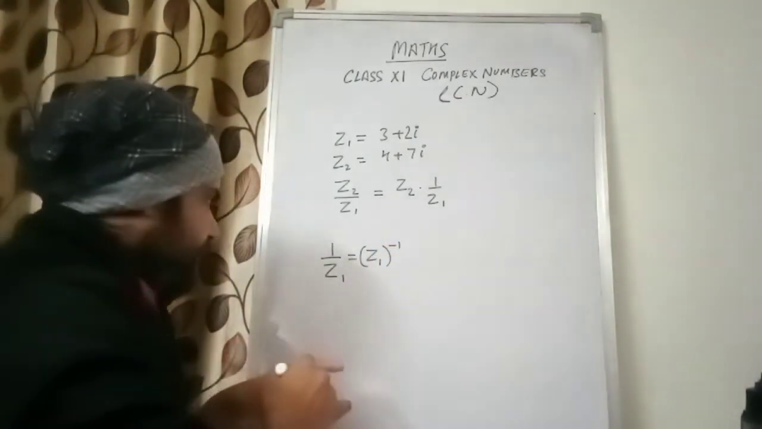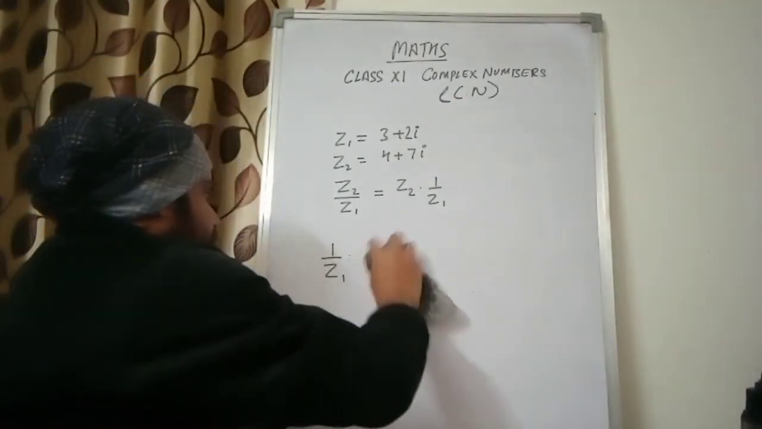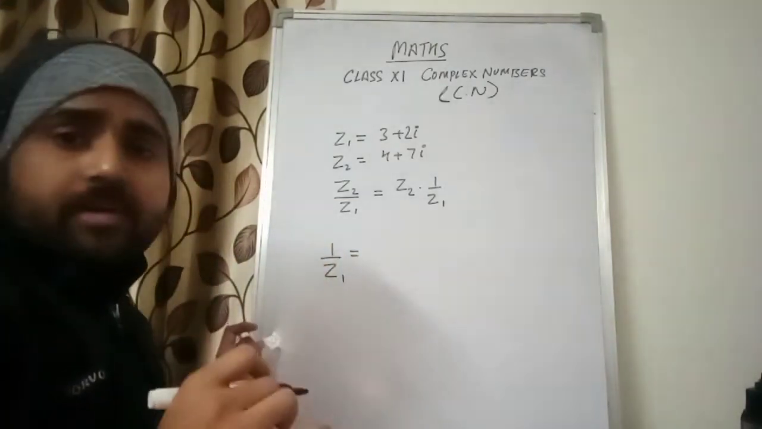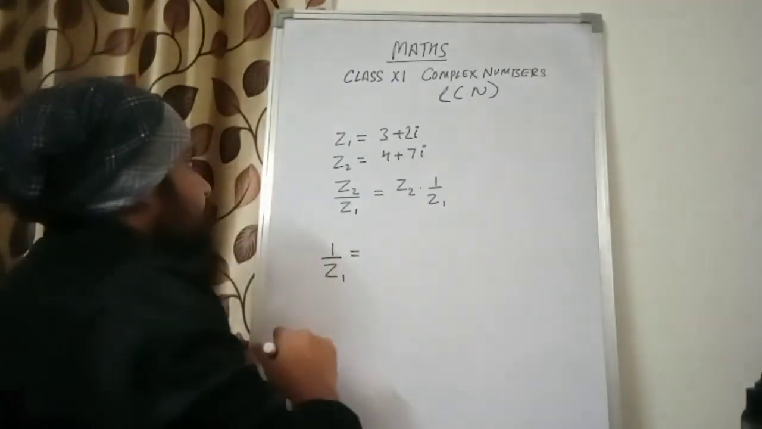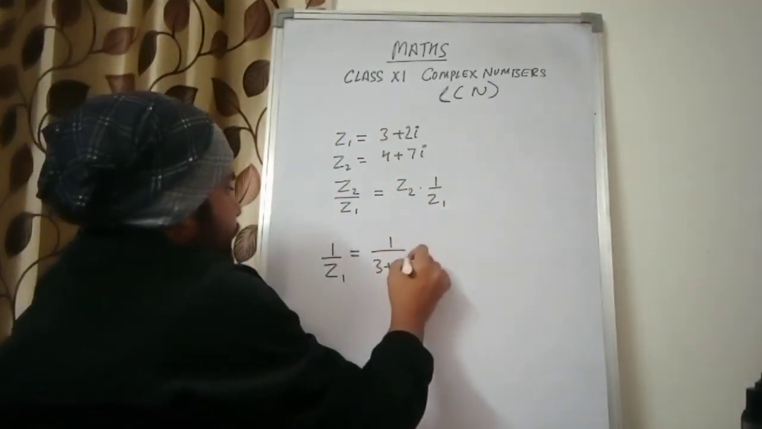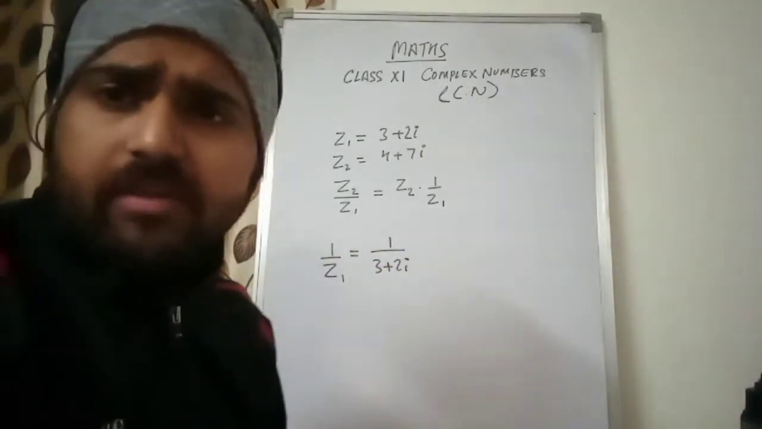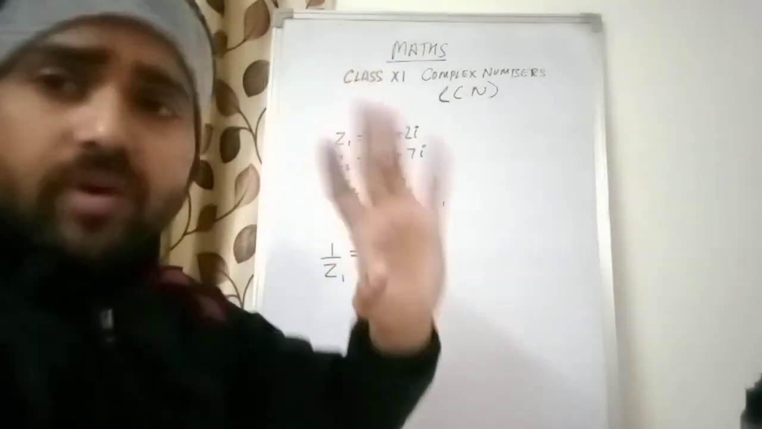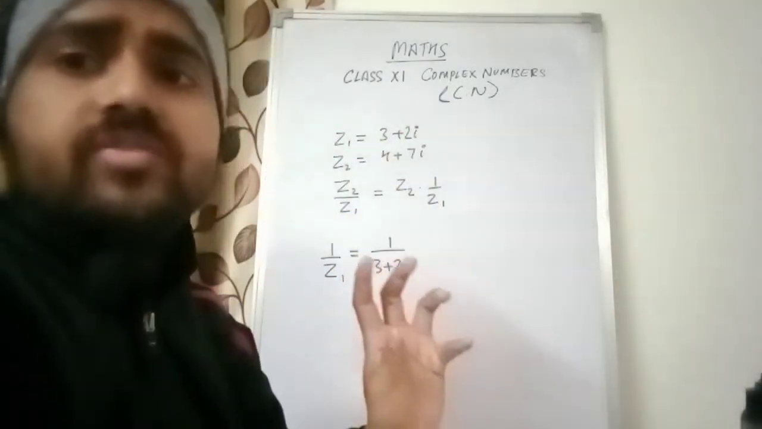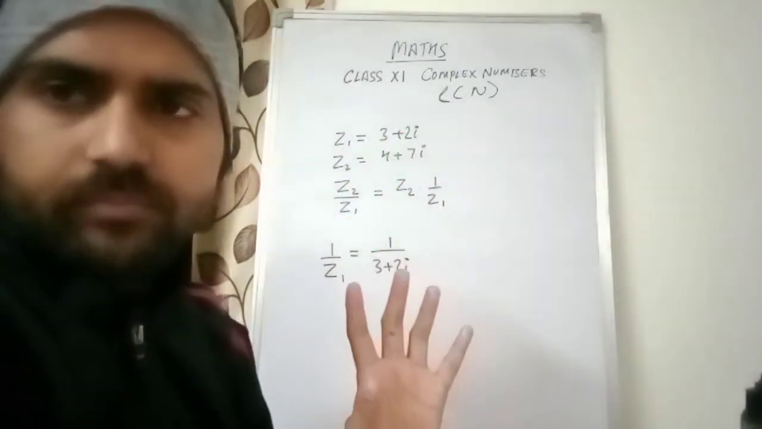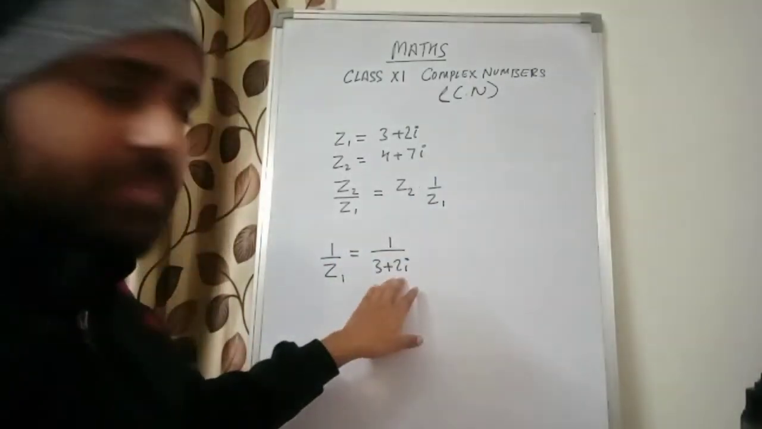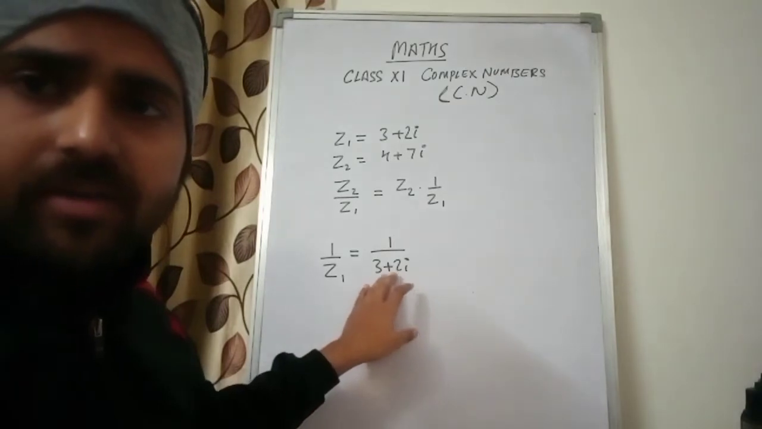Okay, fine. All right, let us see how to do it. First I have to find out the multiplicative inverse of z1. Now what is z1? 1 by 3 plus 2i. Now to find out the multiplicative inverse of z1, in your complex number, wherever you see, you have to make sure that the denominator does not have i. But here the denominator is having this i component.